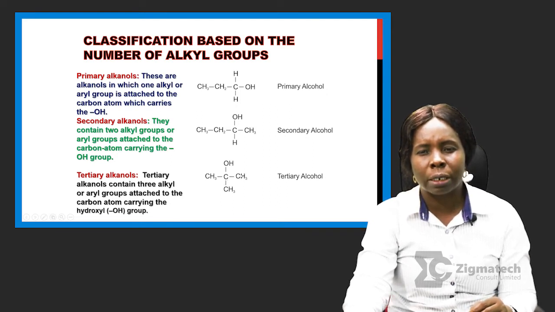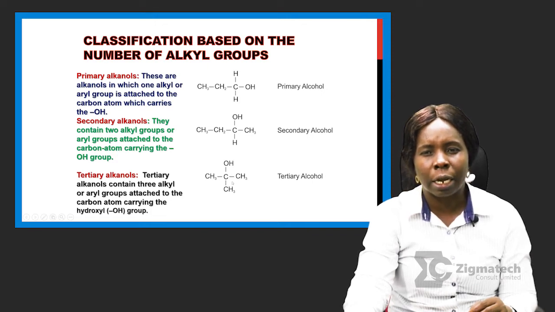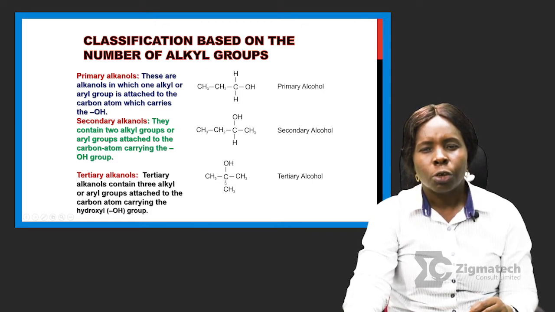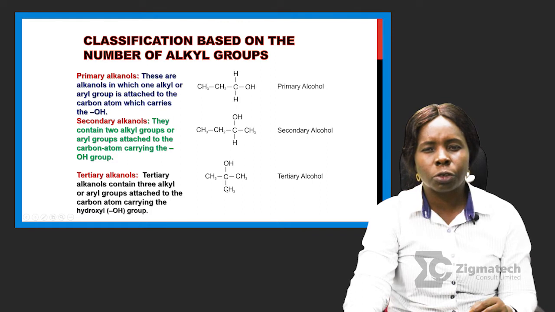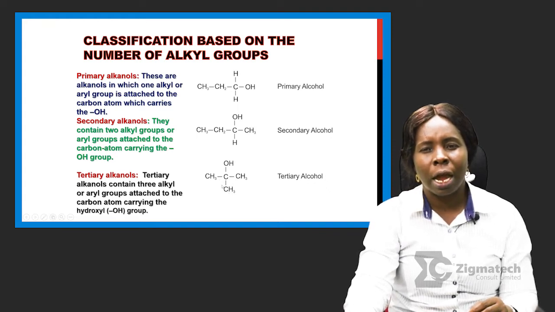You can see one alkyl group, a second alkyl, and a third alkyl group. This compound is 1, 2, 3, and we have methyl attached to the second carbon atom. So when we want to name it, it is 2-methylpropan-2-ol. 2-methylpropan-2-ol is a tertiary alkanol.